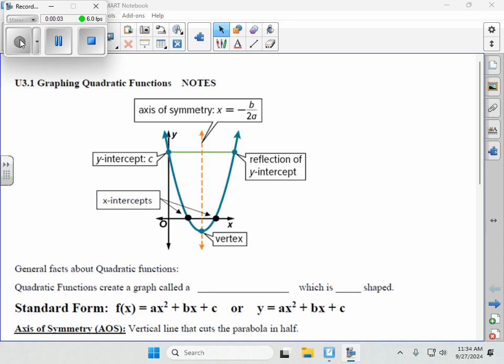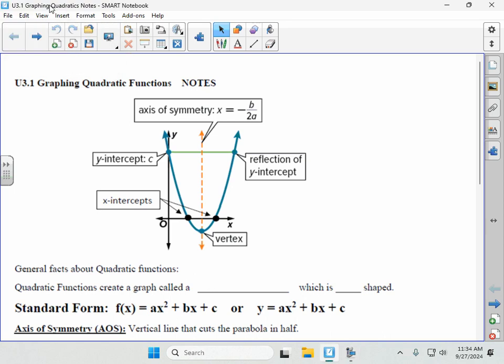All right, Algebra 2, we're going to go ahead and start Unit 3.1. I'm breaking this lesson up into two parts, so you'll do the first part today and then the second part the next day. We're going to be looking at graphing quadratic functions. We already started graphing with transformations, so a lot of stuff's going to be similar.